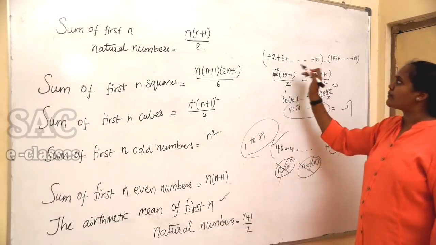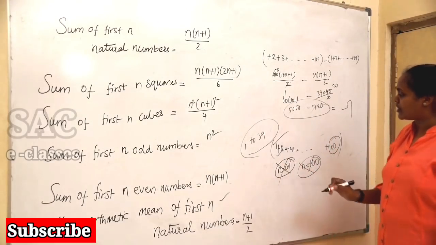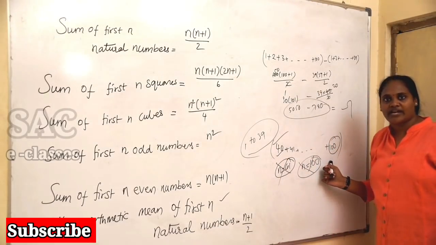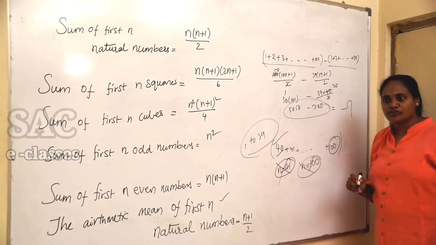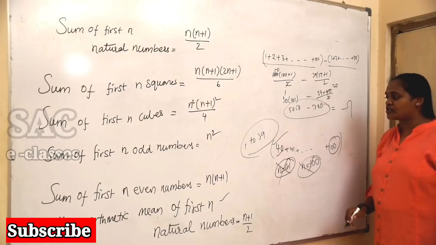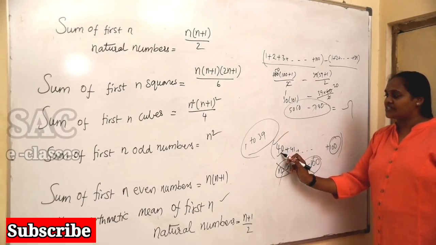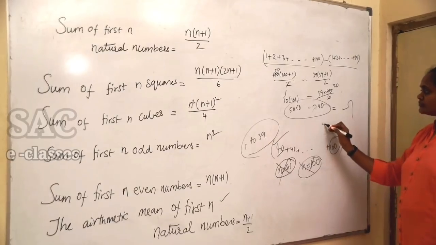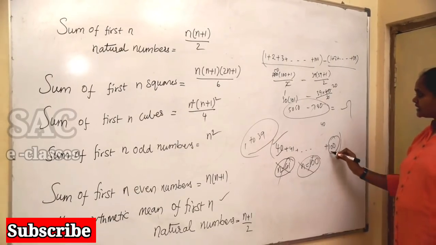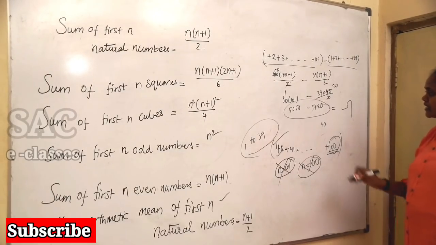Maybe in the same problem, the numbers from 40 to 100 you want to add, but you don't want to use this big way. So what do you want to do? Just observe, what is the first number? 40. What is the last number?